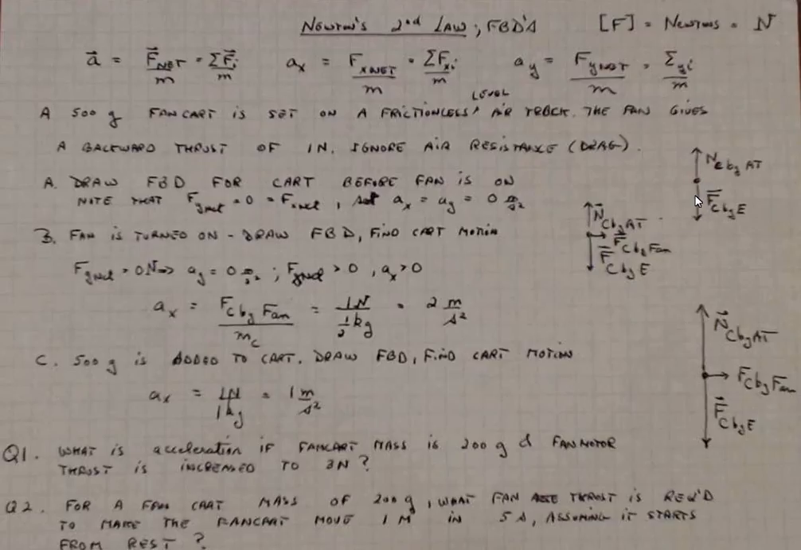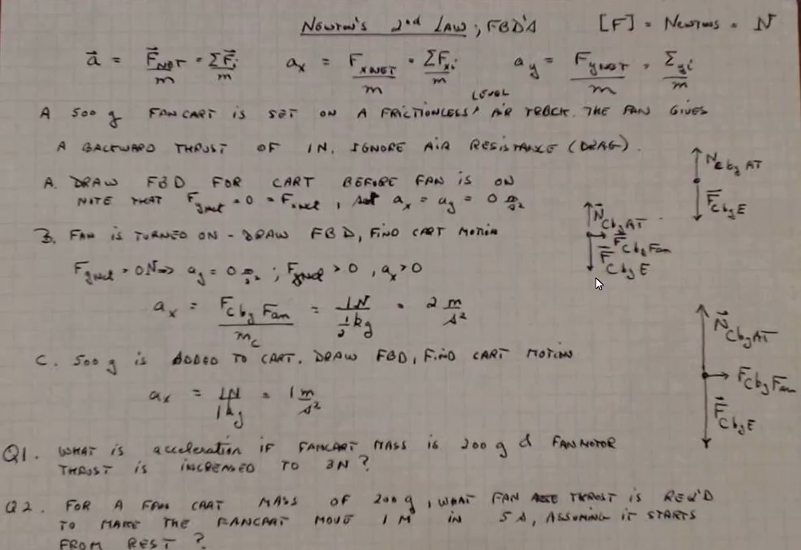We can tell that they are canceling each other because there is no acceleration in the y direction, consistent with what Newton's law says in the y direction. And since there are no forces in the x direction, there is no acceleration in the x direction. So in other words, a sub x equals a sub y is equal to 0 meters per second per second. Now let's turn the fan on.